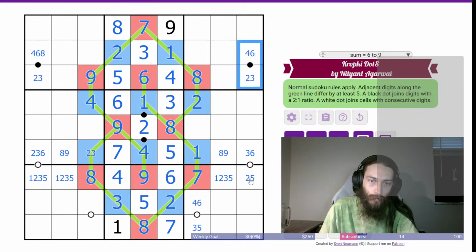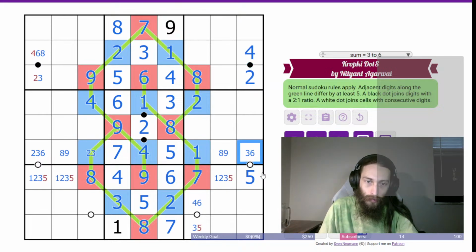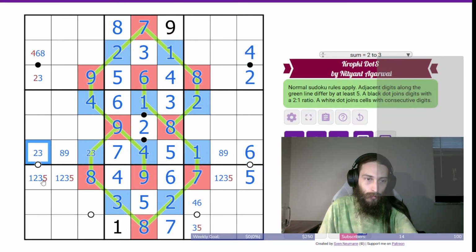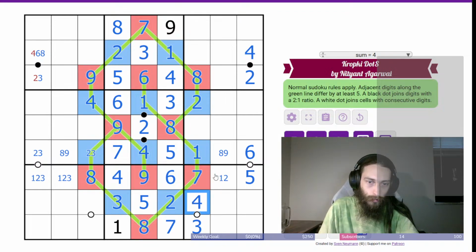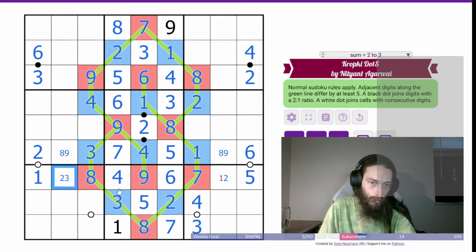Oh, this can't be 3, 6 now because it would break this. So that's a 2 and a 4, a 5 and a 6. Not a 6, 2, 3 pair. That's fine. 5, 3, not a 3 or a 5. Can't be a 6, so that's a 4. That's a 3, that's a 6, that's a 2, that's a 1, 3. Not 1, 2, 3.